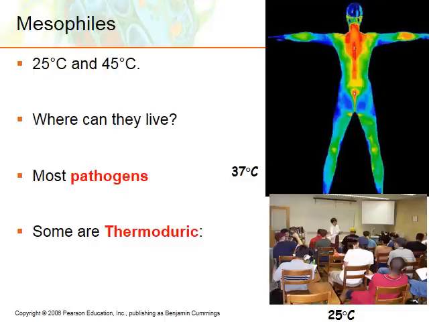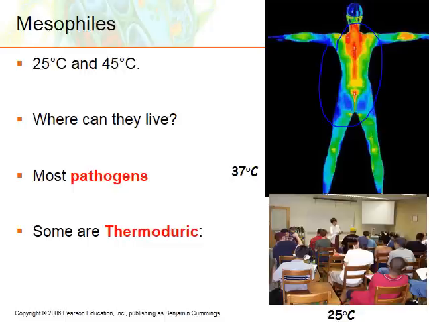Then we have the mesophiles. The mesophiles like it between 25 to 45 degrees Celsius. Our body temperature falls in this range. You can see in this thermograph here, they were usually only at 37, right around the core of the body, and as you get into other areas, it cools down significantly. So you'll have different bugs growing in different areas depending upon what temperature they like.